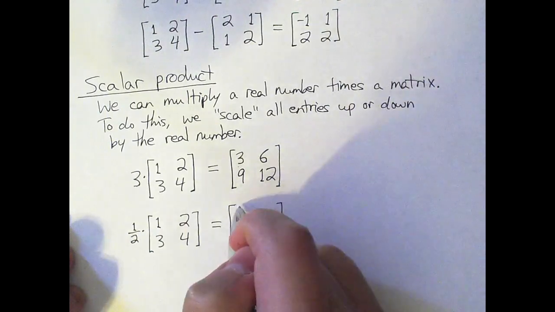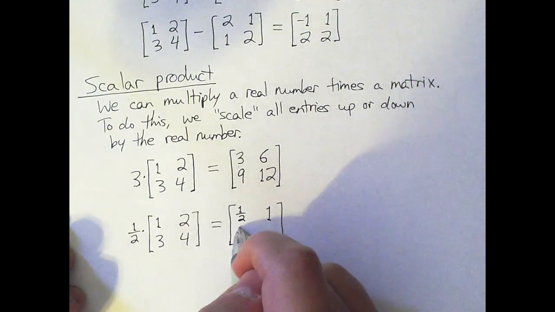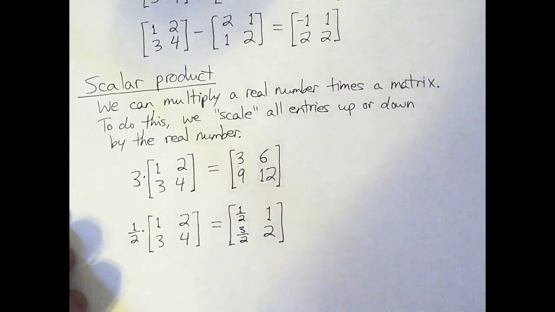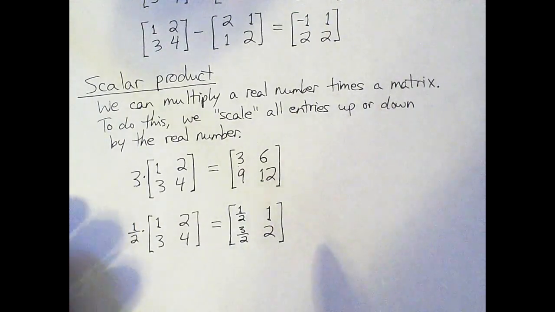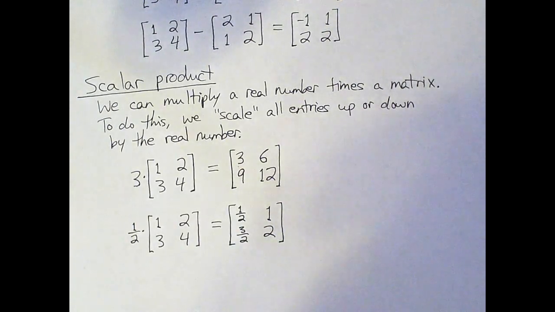1/2 times 1 is 1/2. 1/2 times 2 is 1. 1/2 times 3 is 3/2, and 1/2 times 4 is 2. So you see the entries of the matrix have been scaled down. They're all smaller now. You could even do 0 times a matrix, just all the numbers would become 0.